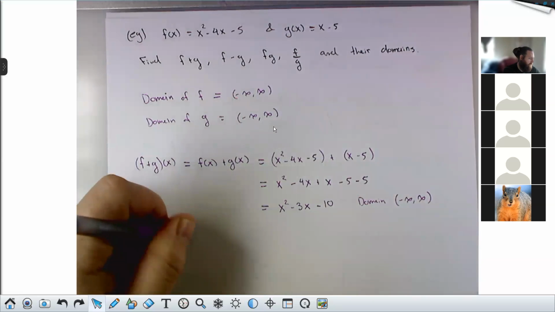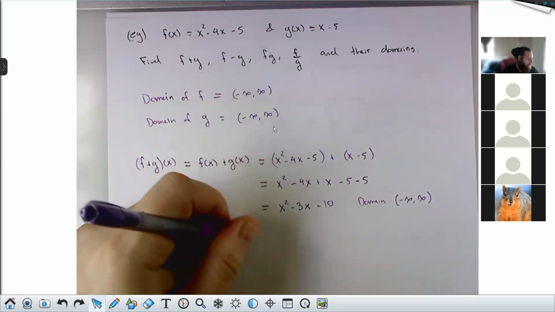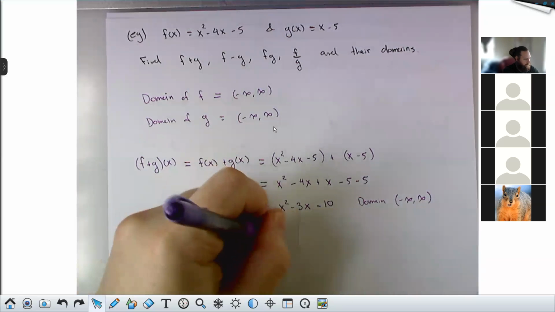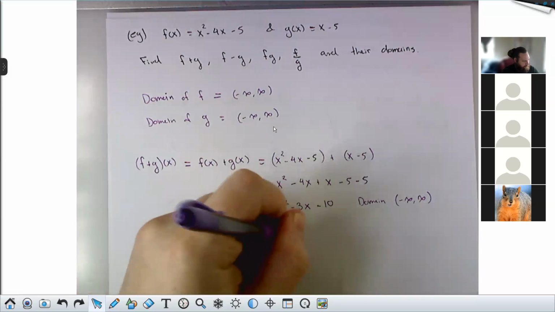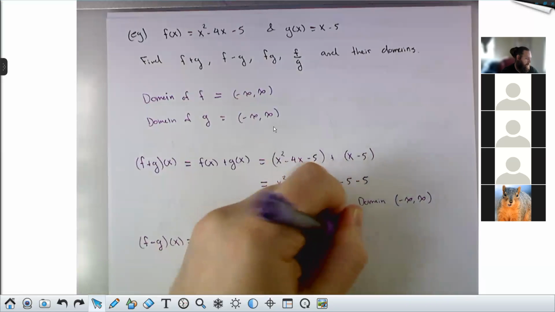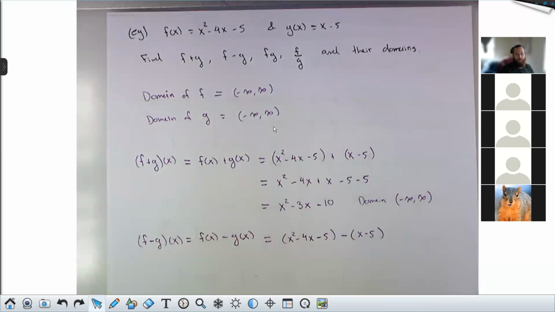f minus g is next, and this is according to the rule, f of x minus g of x. And be careful here, again, make sure you use those parentheses, otherwise you'll end up with the wrong answer. So I'm subtracting all of g of x from f of x. That means I need to subtract parentheses x minus 5. And this negative is going to distribute. You'll have minus x and then plus 5.